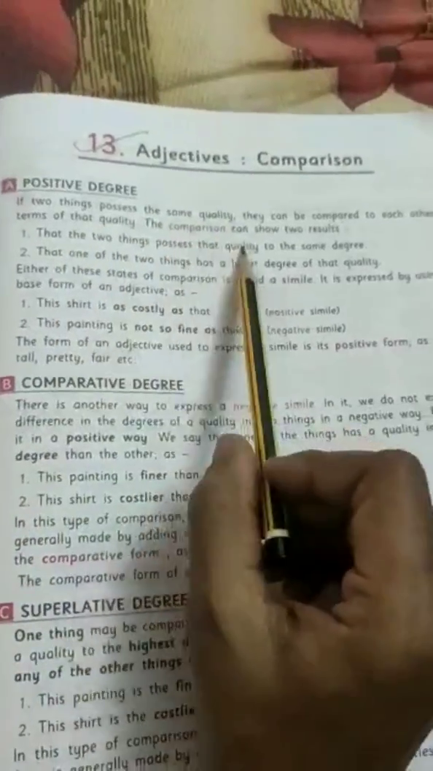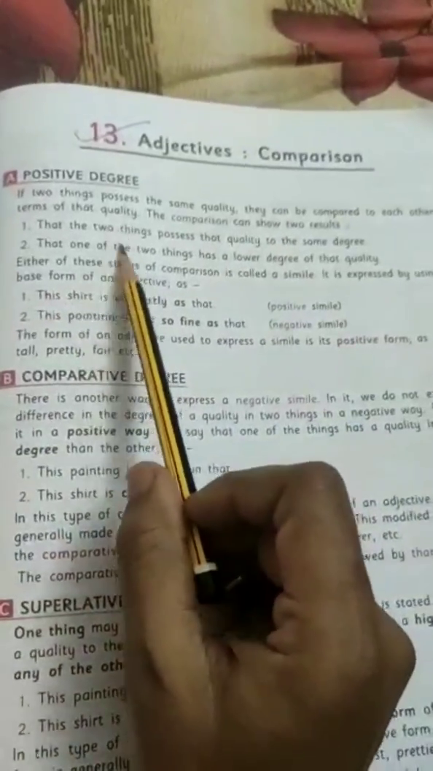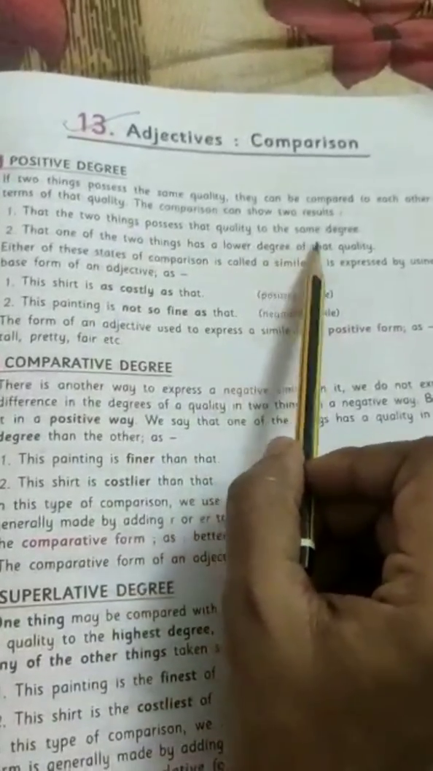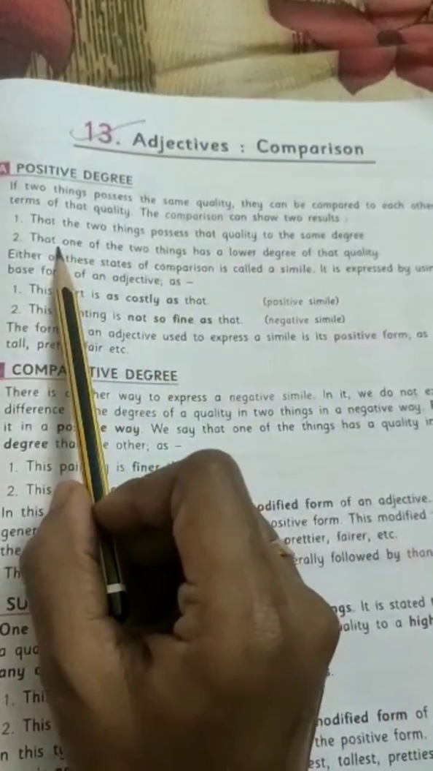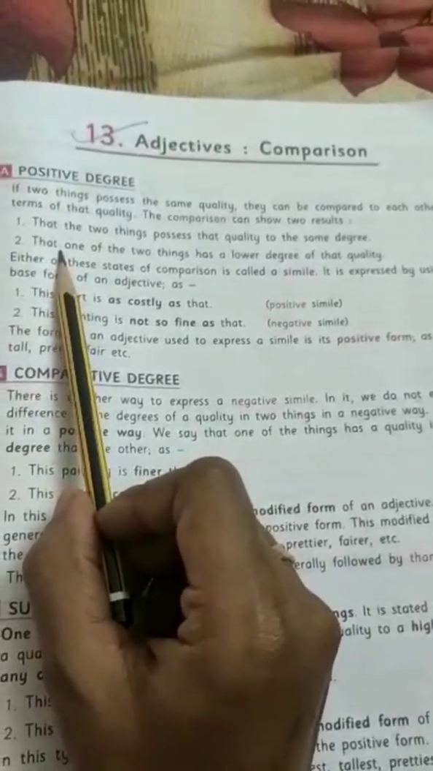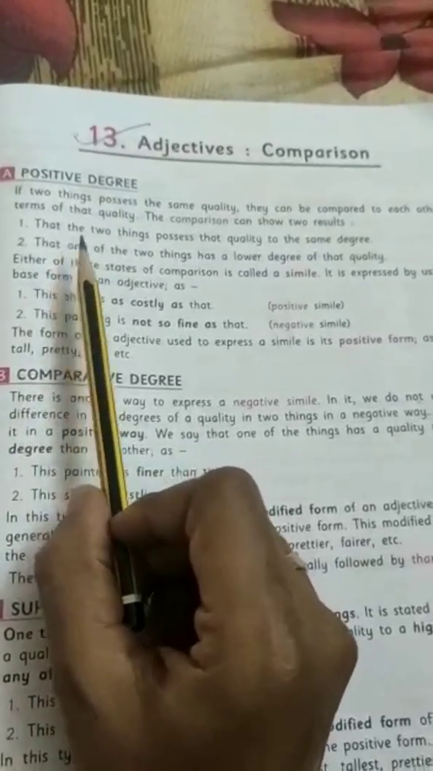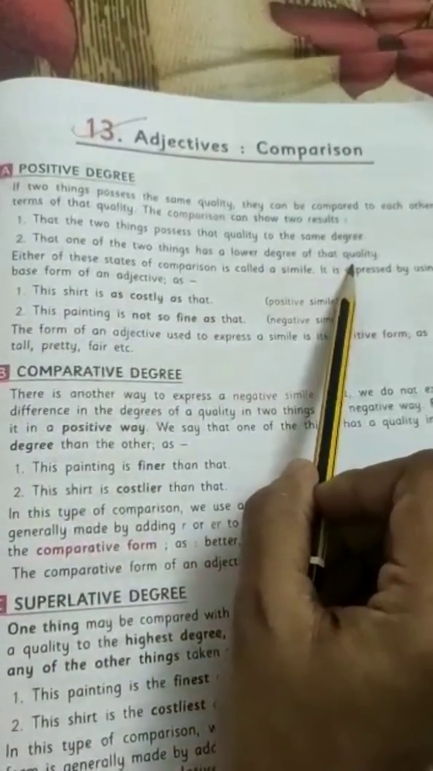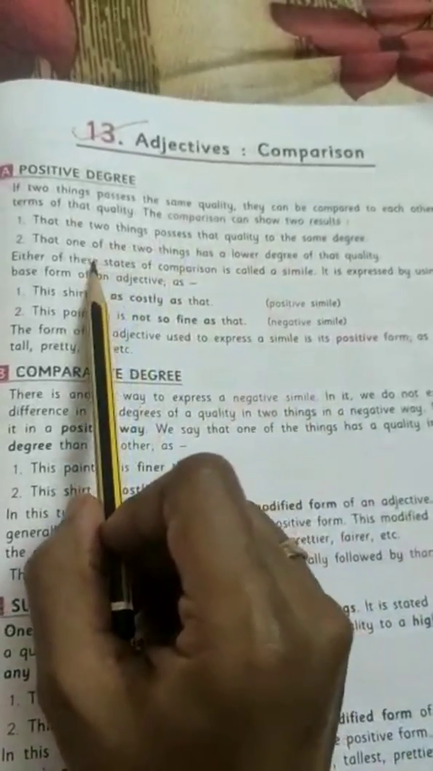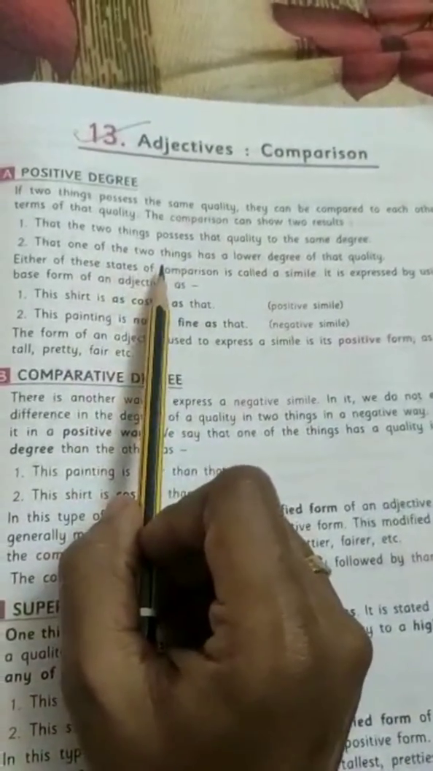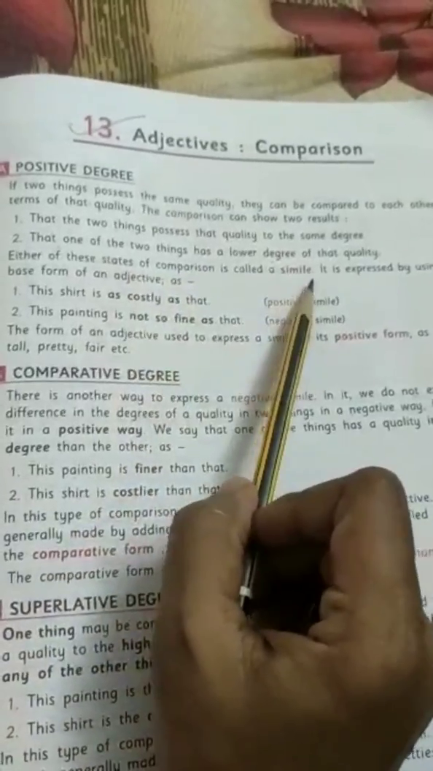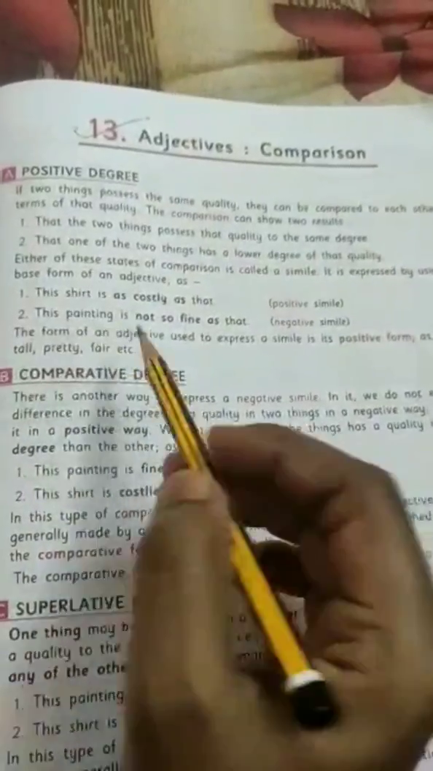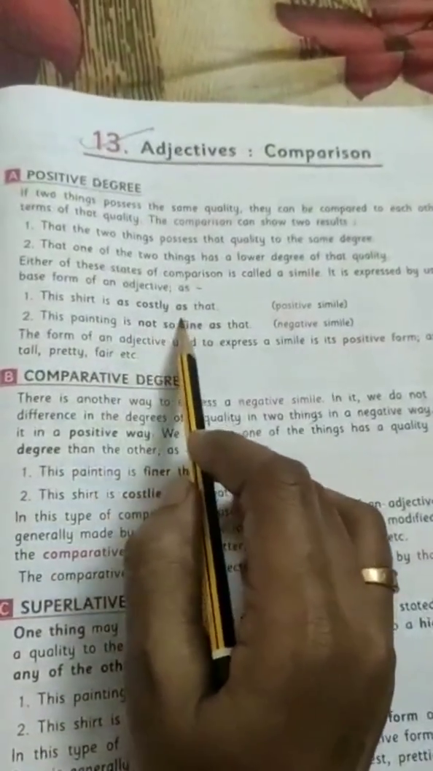Then when we are comparing them, it will show two results. Now what are those results? That the two things possess that quality to the same degree. Okay, so we can say that Sita is studying as well as Geeta. Or that one of the two things has a lower degree of that quality. So we can say Sita is not studying so well as Geeta. So here we can see the given example, that the shirt is as costly as that.